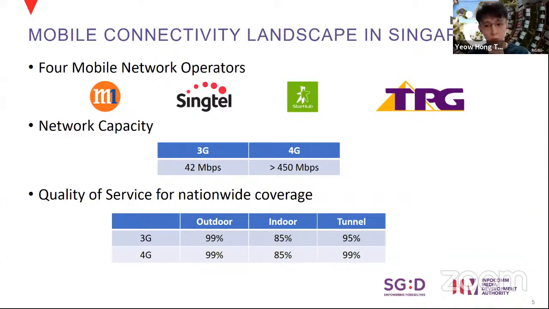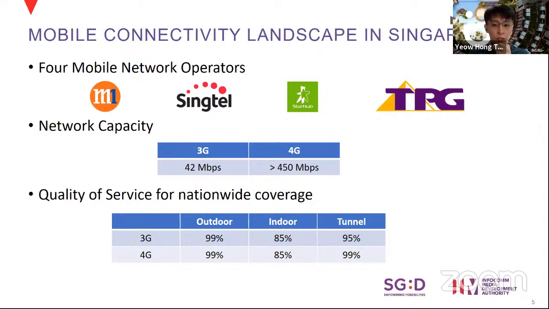For the LTE networks, we require them to have 99% for both outdoor and tunnel coverage, as well as 85% for indoor coverage. And these measurements are typically made using drive tests and walk tests, which are very labor intensive, I would say. That is why we also wanted to explore the use of crowdsourcing, or the use of more collective intelligence, to derive certain conclusions.